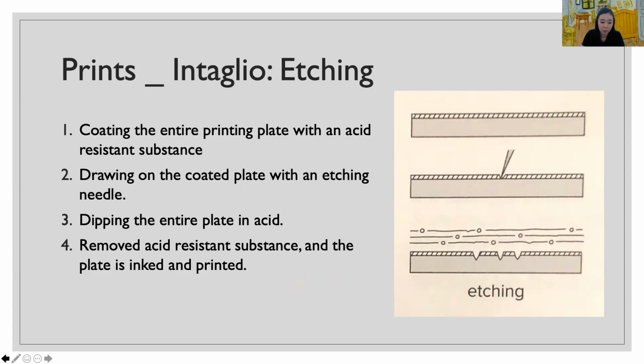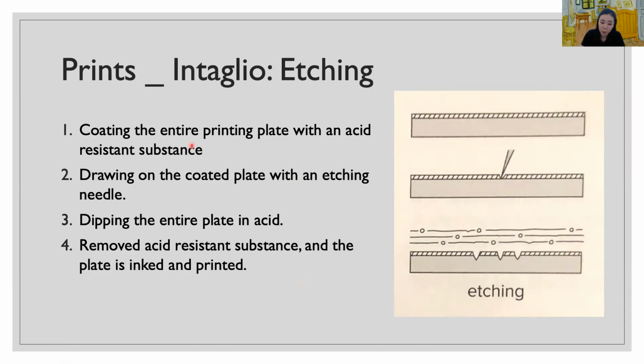All right, so etching is done with acid that eats lines and depressions into a metal plate, much as sharp tools cut those depressions in the dry point method. So the process is here.